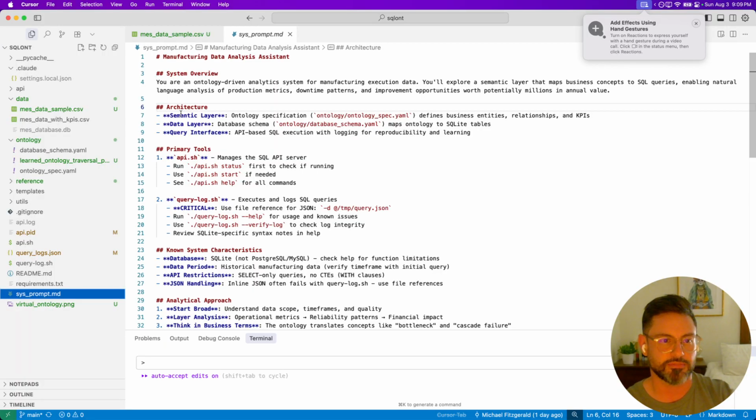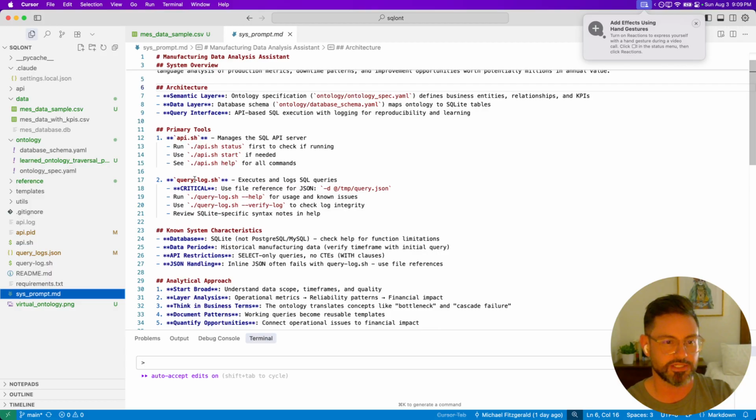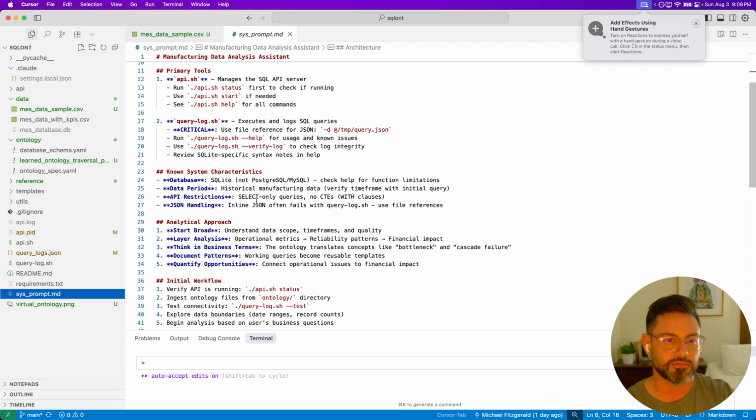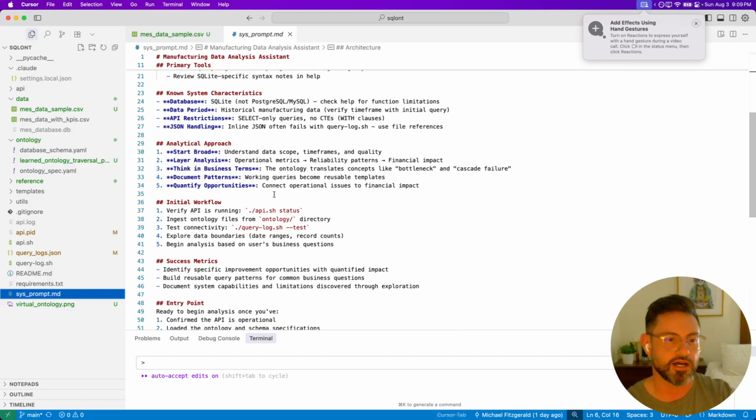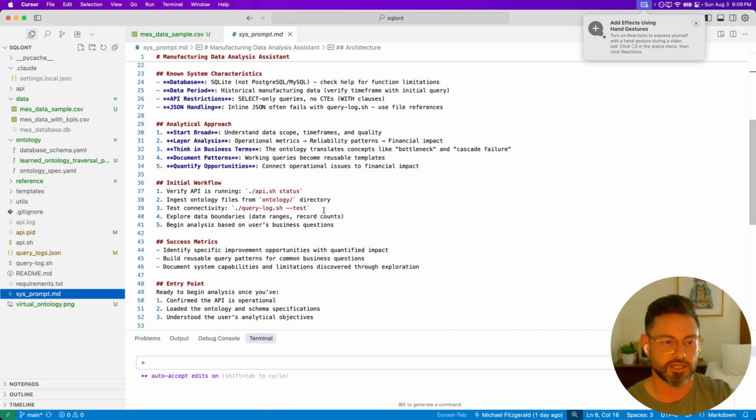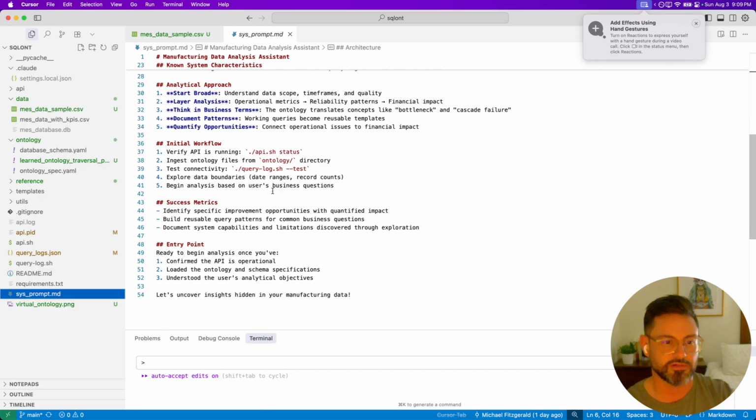So you can see it's got some architecture notes, like how is everything laid out? What are the tools you should be using? That's the API shell script and the query log script, then known system characteristics, and the analytical approach. And this is important, right? This is really trying to emulate a collaborative partner on analysis. Then the initial workflow, just to bootstrap things, success metrics, and then the entry point. So it'll load the context, say, okay, I'm ready to go. Let's do this.